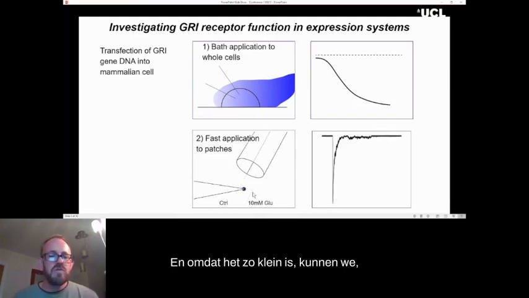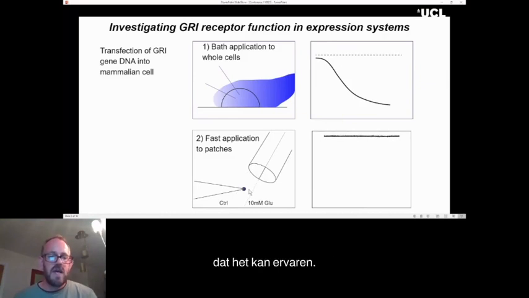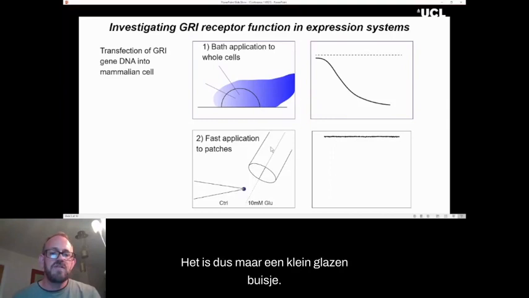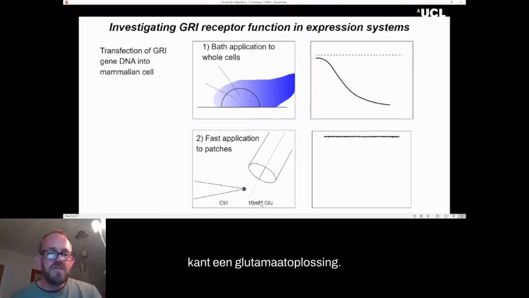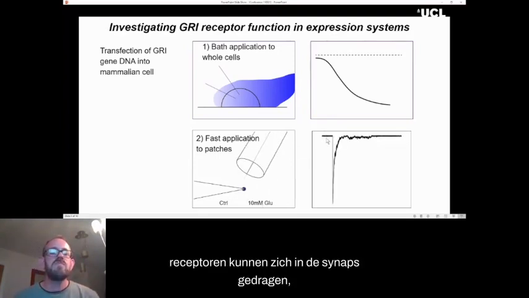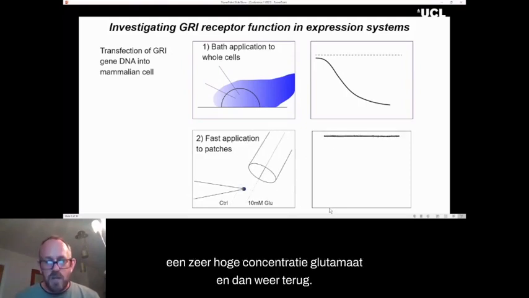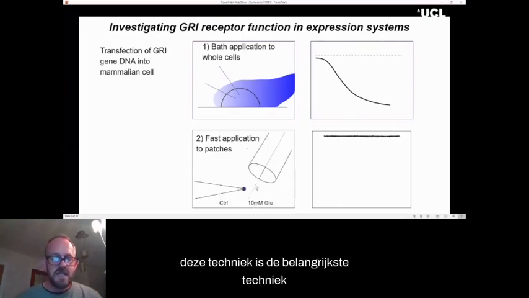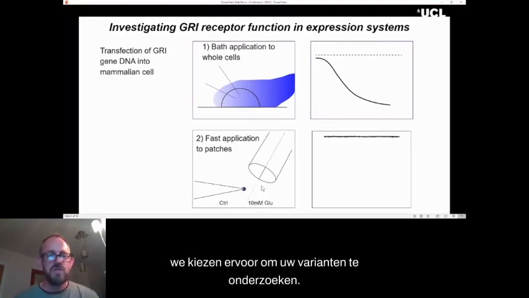And because it's so small, we have very good control over the solutions that it can experience. We use this device here, which has 2 channels, so it's just a little glass tube. On one side, we have a control solution, on the other side, a glutamate solution, and that allows us to really examine exactly how the receptors might behave in the synapse, going from a situation where there's no glutamate at all to a very high concentration of glutamate and then back. This technique is the main technique that we use in the lab, and this is how we choose to examine the variants.